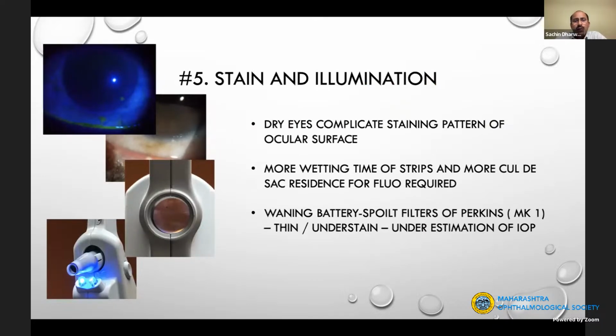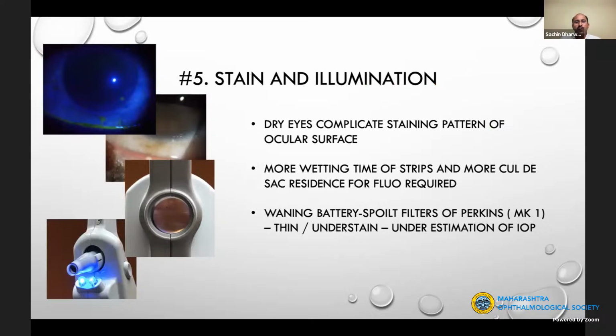Staining and illumination of the precorneal tear film is very important. Nowadays, in the setting of multiple glaucoma medications, you have a lot of dry eyes and very poor tear film. In these cases, it is very important to stain whatever tear film is available adequately. The complicated staining pattern of the ocular surface also complicates the measurements. More wetting time should be given for the fluorescein strips in such cases, and more cul-de-sac residence time for the fluorescein is required. Otherwise, the poor staining of the tear film will lead to an artifactually low intraocular pressure.